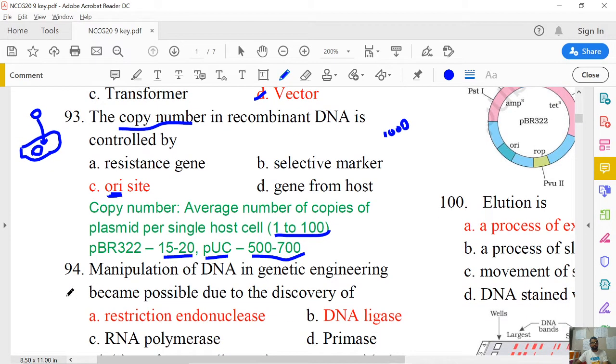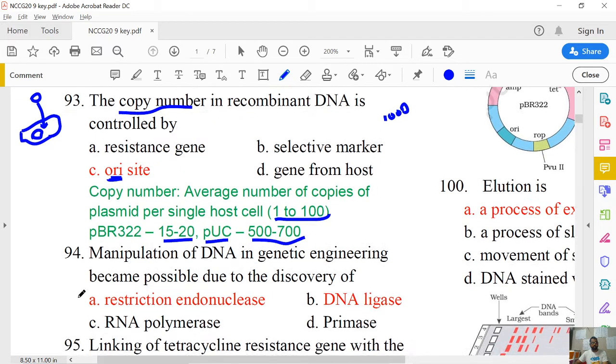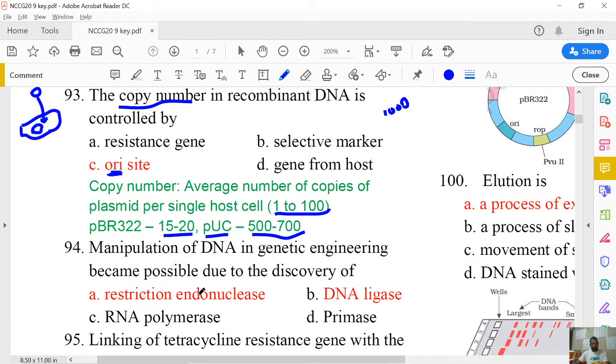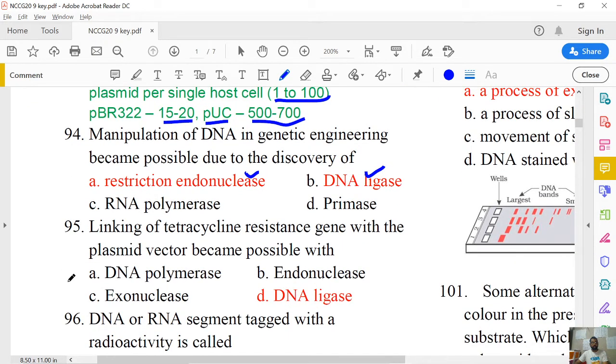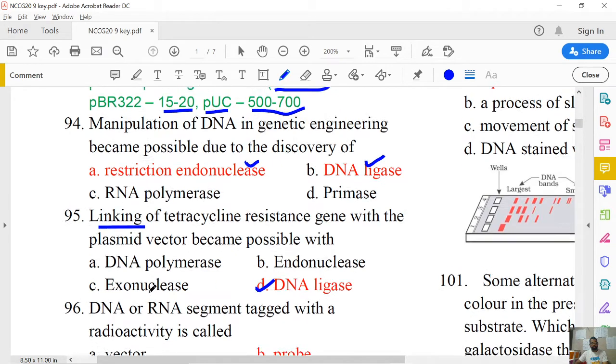Manipulation of DNA in genetic engineering became possible due to the discovery of. So actually there are two things here, both restriction endonuclease and DNA ligase, both are required. Because of these two only, there is a possibility of genetic engineering. So A and B both are correct only. Linking of tetracycline resistance gene with the plasmid vector became possible with. Linking is possible because of DNA ligase.